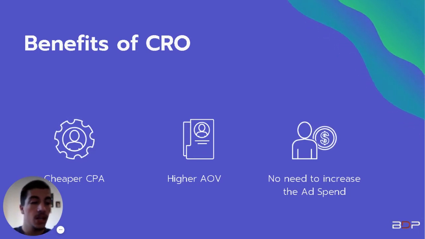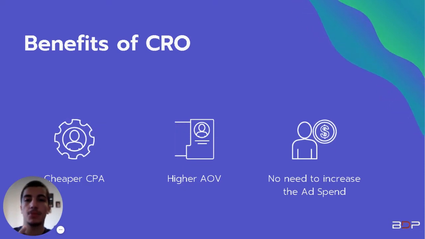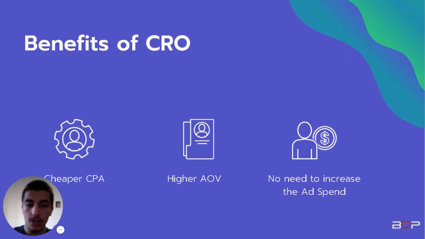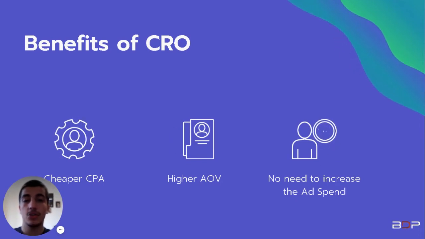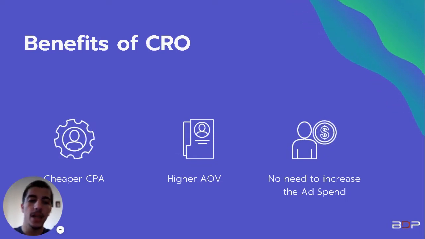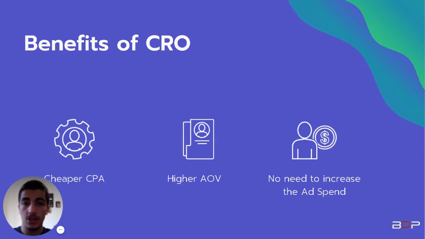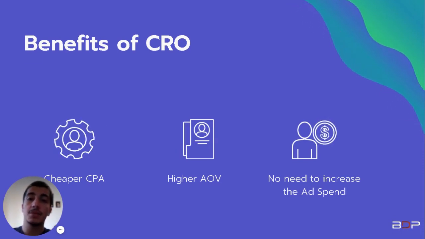So maybe if you only have about one product and people only want to buy one product, then your average order value is going to be the price of that product. But if people usually buy 2 or 3 products, then your AOV is going to be higher. So that is just how much people actually buy on your website. And lastly, no need to increase the ad spend, since the ad spend can be the same, but if you optimize your conversion rate, you're going to get more sales without actually having to increase the ad spend.